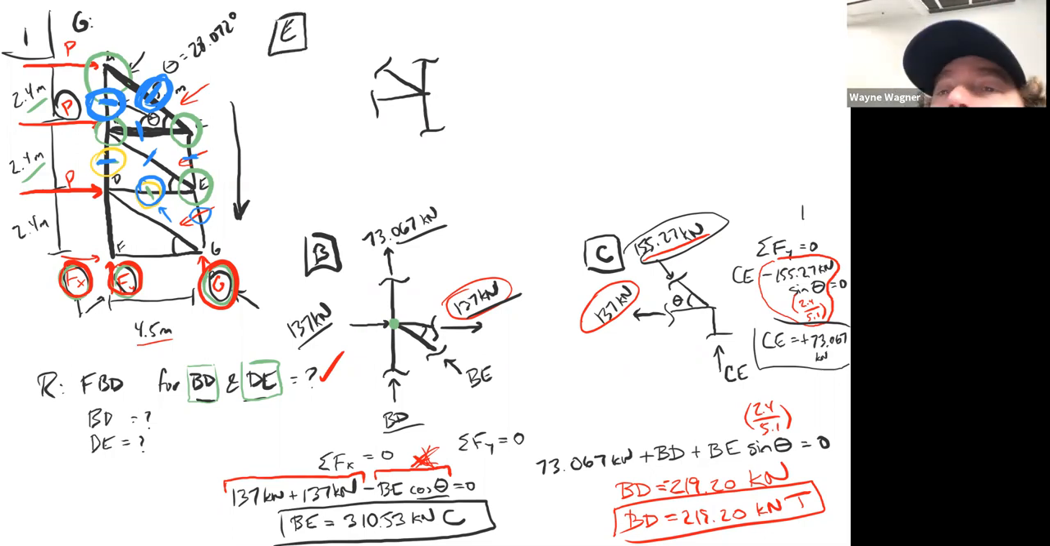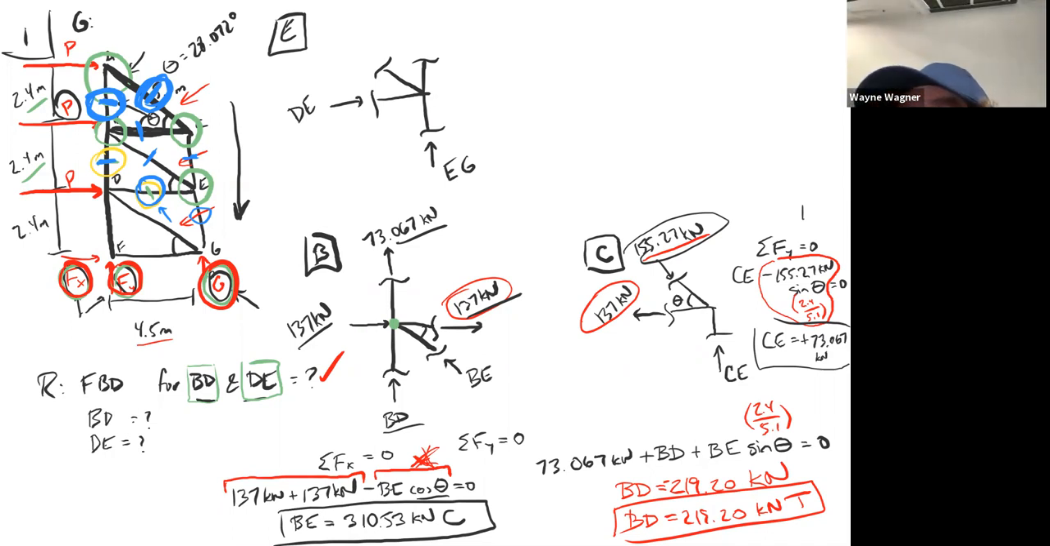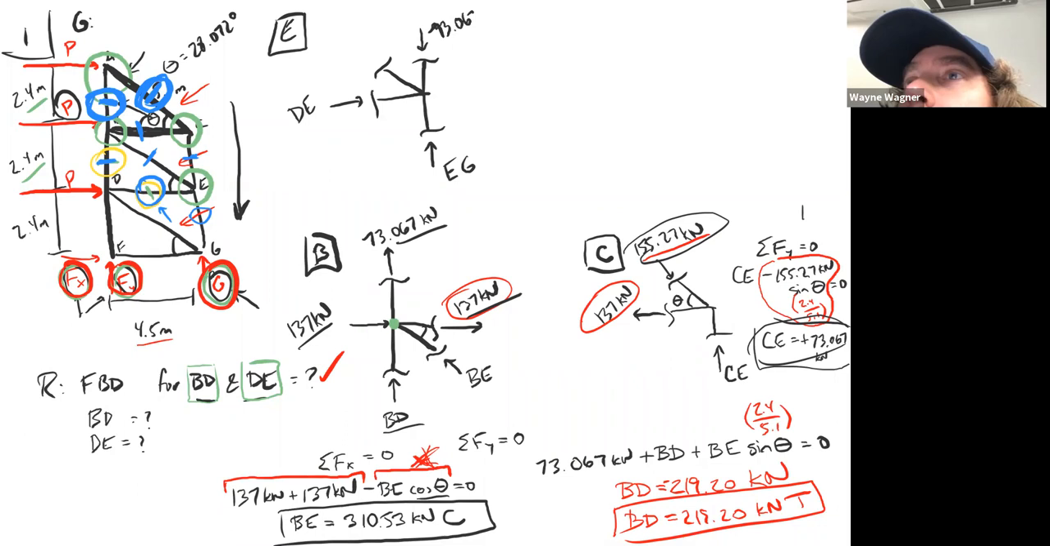Okay, and let's see. So we've got EG, or G, is unknown. I assume compressive. DE is unknown. We're going to assume compressive. And then we've got CE, which should be down here somewhere. Did I not solve for CE? Oh, here's CE right here. So that's compressive, 73.067 kilonewtons. And then what is this? Where's BE? BE is right there. Compressive, 310.53 kilonewtons.